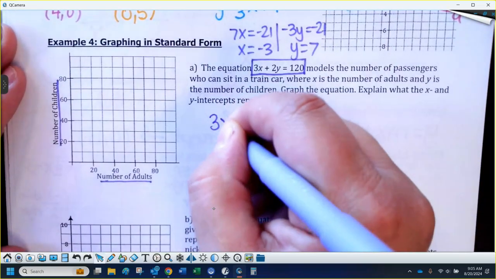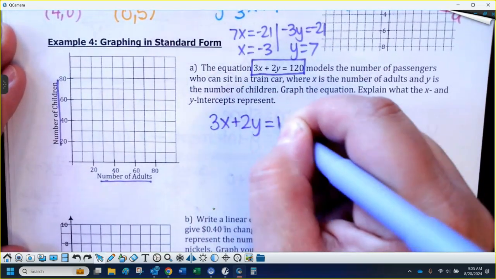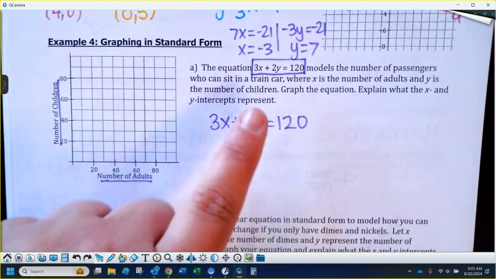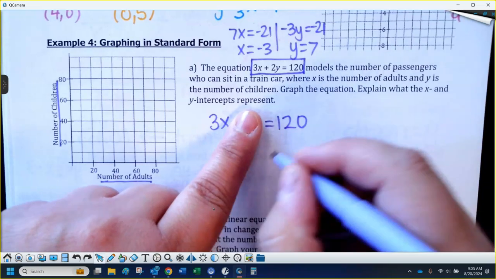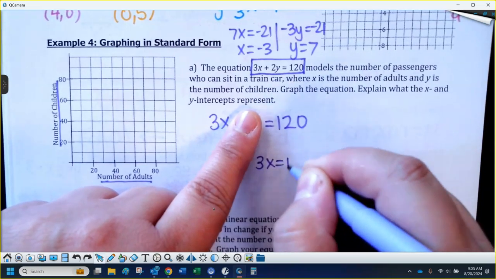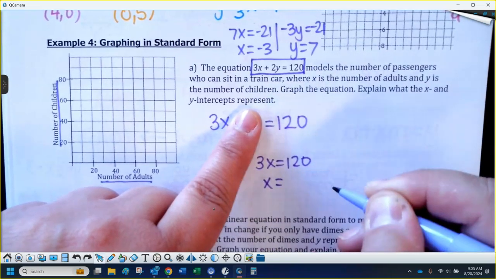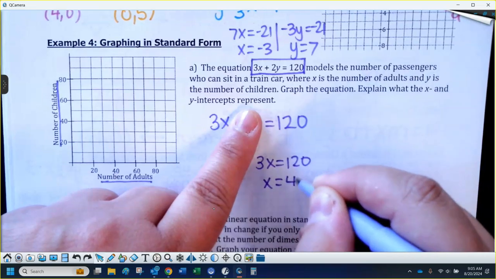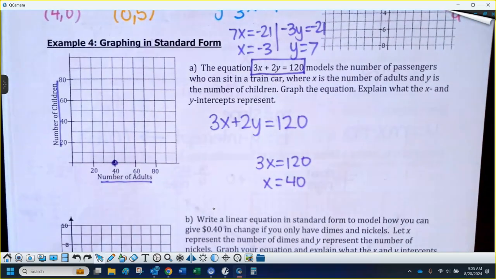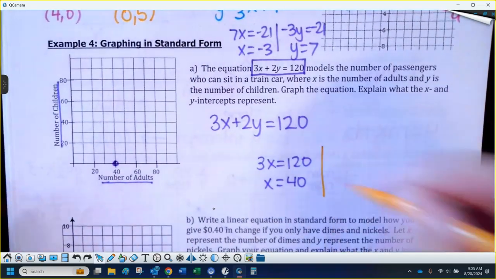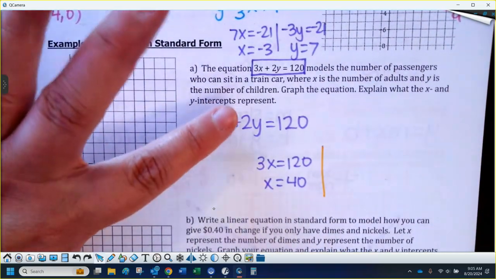All right, so don't rewrite this, but if this was me, if I want my x-intercept, I'm just going to plug in 0 for y, and I just take care of that by covering it up. So I'd have 3x equals 120. What would x be there? 40. All right, so I'm just going to come here, and I'm just going to put a dot on the 40 on the x-axis. All right, if I want my y-intercept, I'm just going to cover up the x.